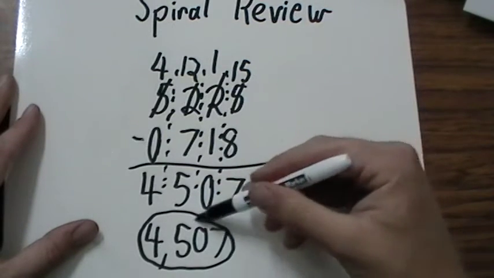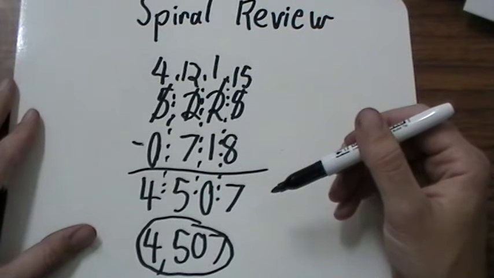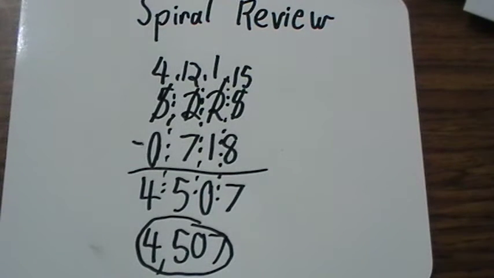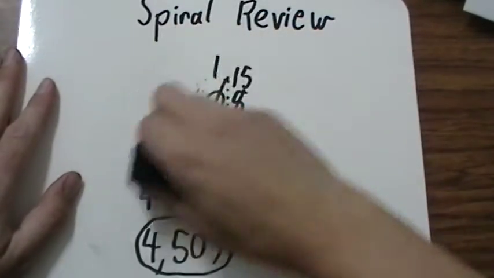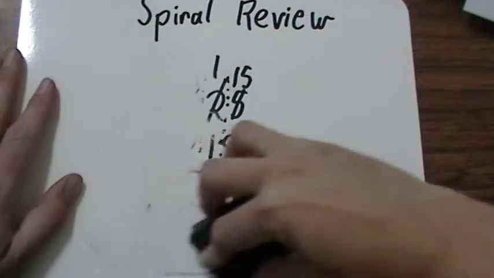4,507. All right, nicely done. Now let's take a look at another review operation. This time we're going to be reviewing multiplication.